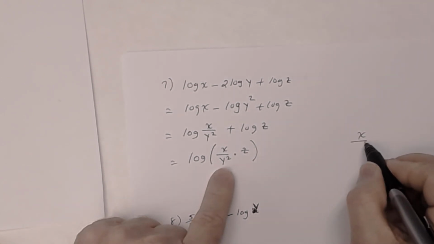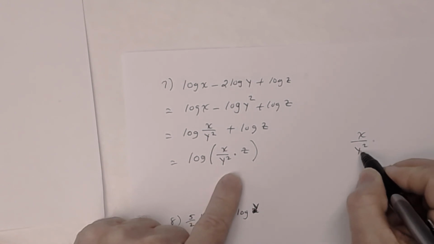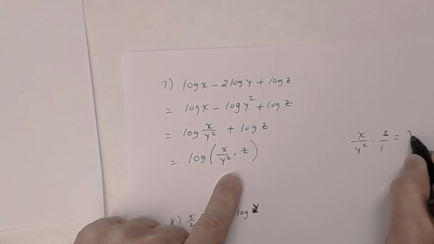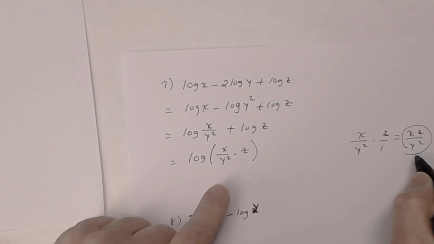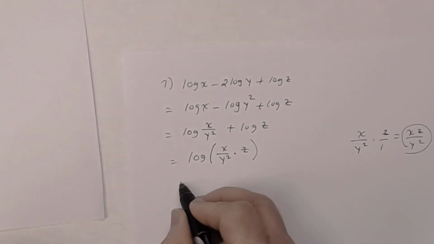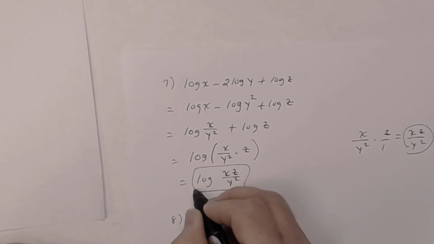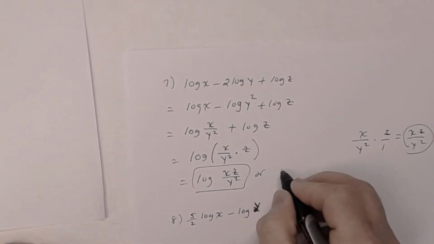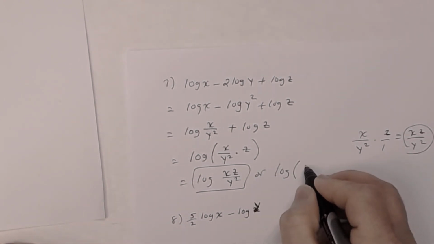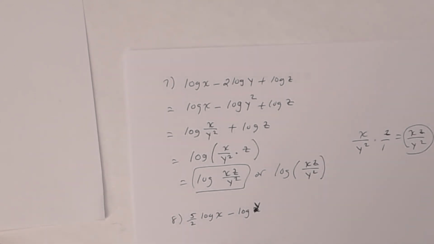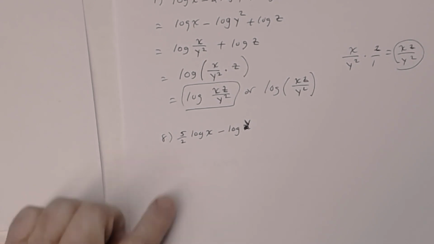So remember, x divided by y squared times z over 1. I multiply the numerator, so that's xz, and I multiply the denominator, so that's y squared. So that is how you want to rewrite this. So the answer is going to be the log of xz divided by y squared. And so there's your answer. And if you want, you can write it like this. Log of, in parentheses, xz divided by y squared. Okay? All right. Number 8.